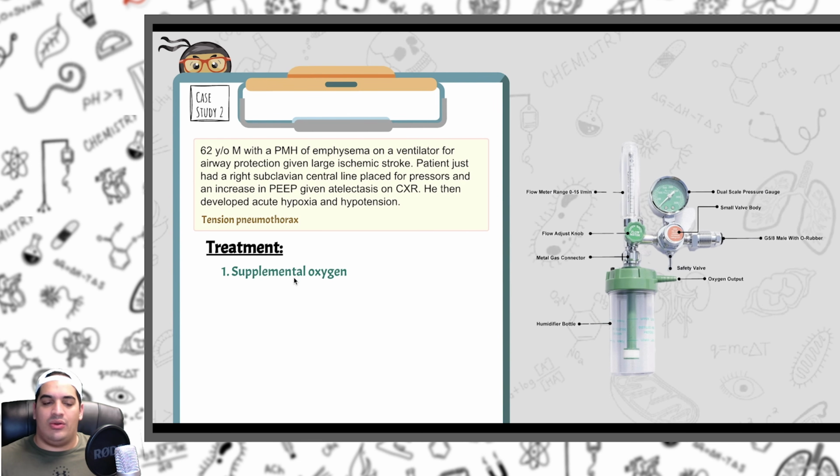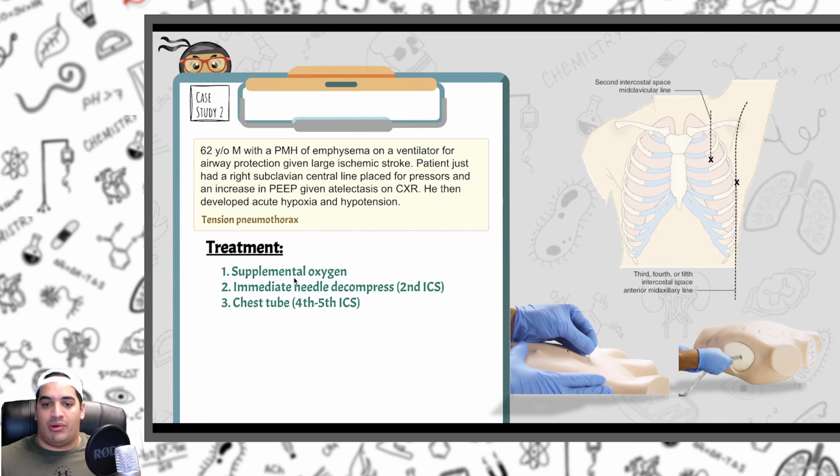So how do we treat them? They're already on oxygen, so continue, put them on 100% FiO2, very large amounts of FiO2, because that may be able to suck some of the nitrogen out of the pneumothorax, which is really helpful. I would also lower some of the pressures inside of the chest, so lower the PEEP, lower the airway pressures, and then I would immediately needle decompress.